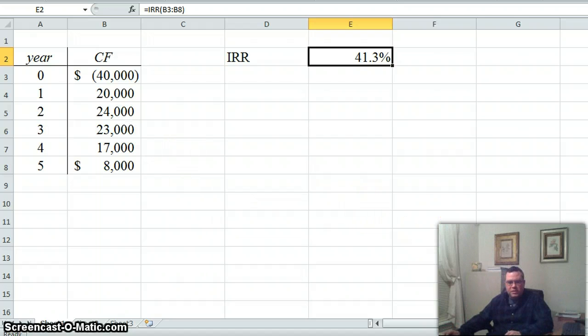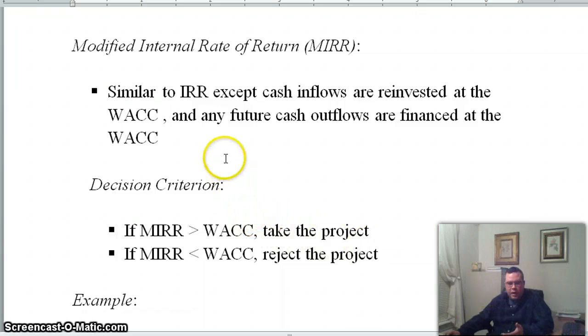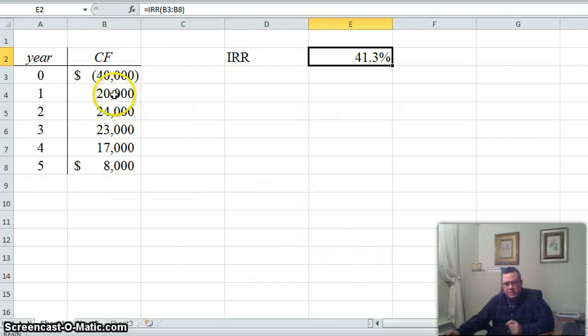So one way to fix that is to do this thing called modified IRR, which is really similar to the regular IRR. You just have what's called a financing rate and a reinvestment rate, and we usually just plug the WACC in for those. And that's the rate that, let me go back here, if I'm going to reinvest this $20,000 until the end of the project, I'm going to reinvest it at my WACC, not my IRR.